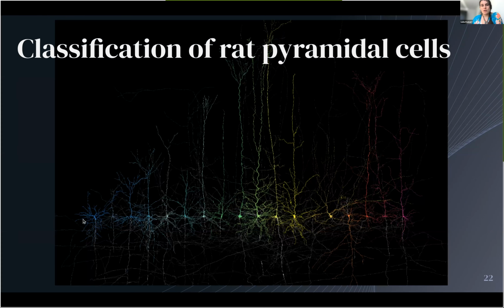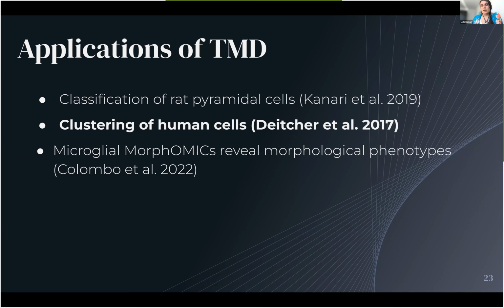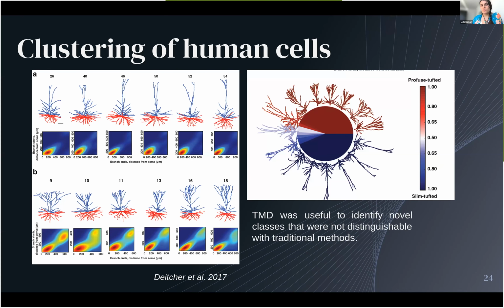So we start from superficial layers in the cortex, and as we go deeper, we see we have larger pyramidal cells, and the topological descriptor could properly describe all these different shapes. And now we will go to one more challenging example, and that's clustering of cells.